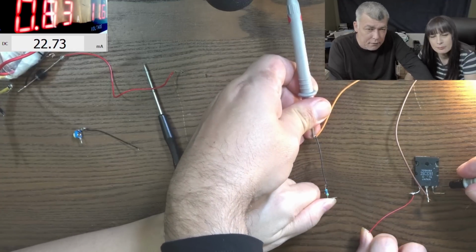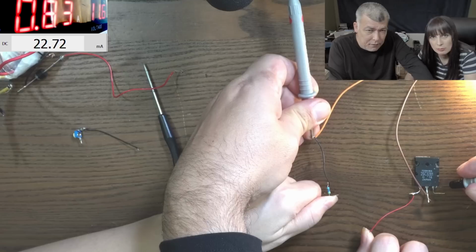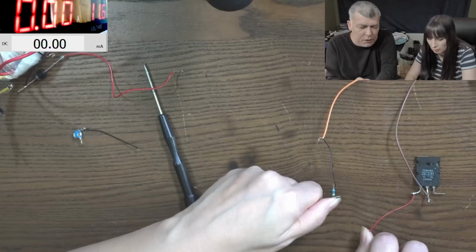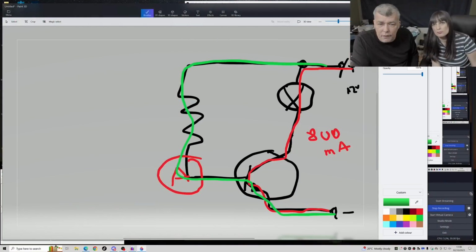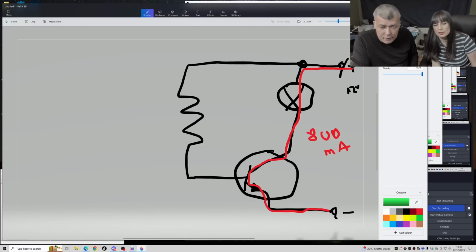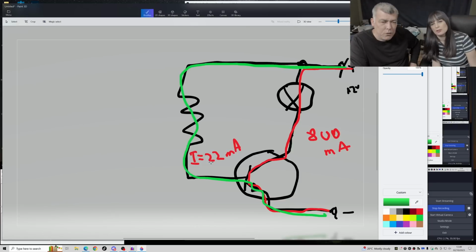So what is the base current? 22.72 milliamps. Okay, so you see, it's like 20 milliamps. So the current flowing here is the current I equals 22 milliamps. So with low current onto the base or low voltage, I can handle high current from the collector to the emitter. Right? We said that? Okay. Why is the transistor not getting hot?